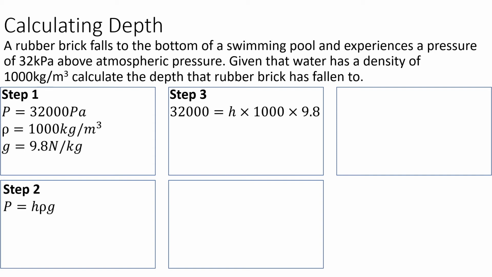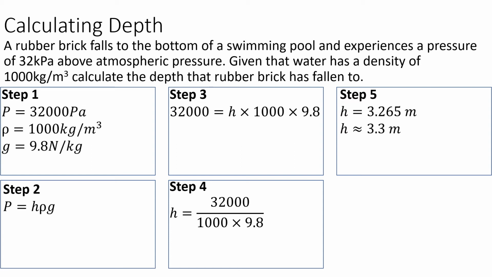We rearrange in step 4 to make h the subject of the formula. So because it's h times by 1,000 and times by 9.8, we do the inverse operation, and so we do 32,000 divided by 1,000 times 9.8. And finally, we write down our answer with the correct units. Now here we can see that the depth is 3.265 meters. Since I was given 2 significant figures in the question, I have chosen to say that the depth is approximately 3.3 meters.